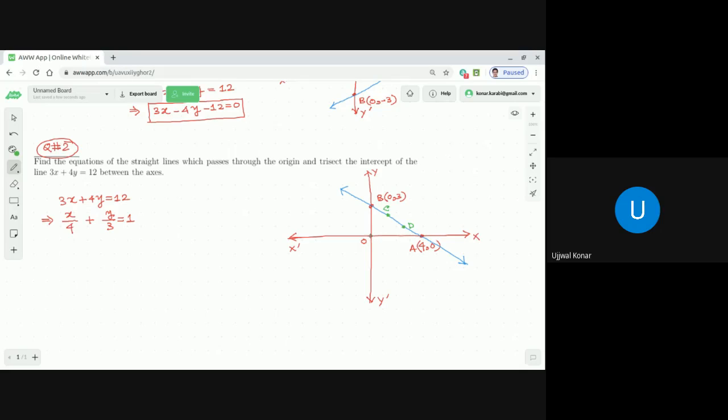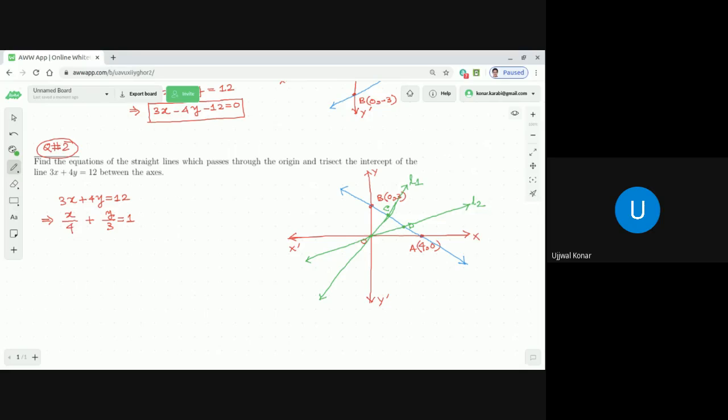So first it will pass through the origin, and second, it passes through the origin and trisects the intercept of the line 3x plus 4y equals 12 between the axes. That means one straight line is something like this, and another straight line is something like this. Suppose we call this straight line L1 and this one L2.